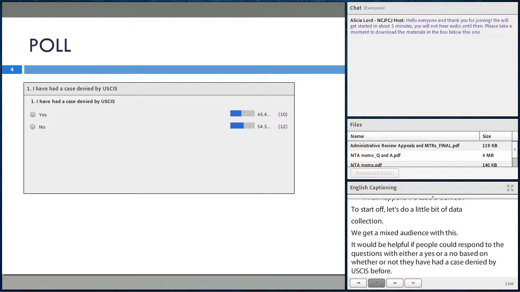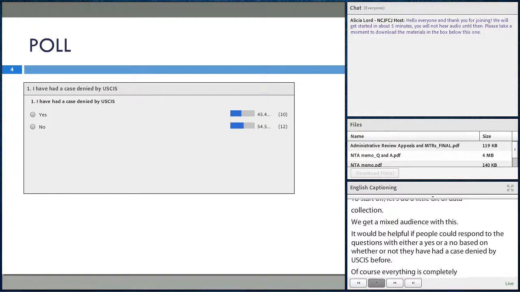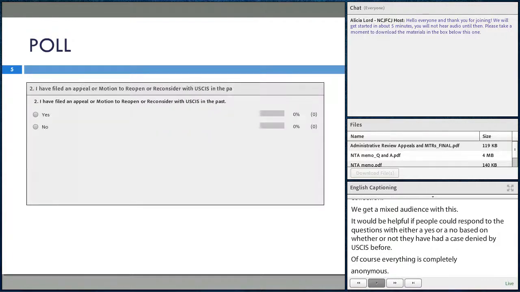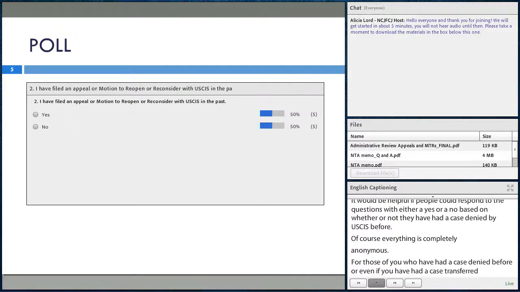Okay. So it looks like we have a quorum here. So it's a mixed bag, right? So yes and no. And for those of you who have had a case denied before, or even if you had perhaps had a case transferred to you, let's go to the next poll. If you have filed an appeal or a motion to reopen or reconsider in the past with USCIS.